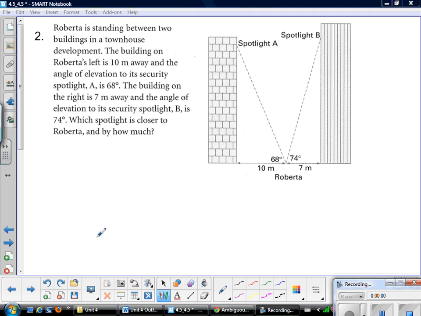So here's our second example. Okay, I always love when they give me a diagram, I don't have to think to create one. However, that's not going to be possible with the third one, I should say. So we have Roberta standing between two buildings.